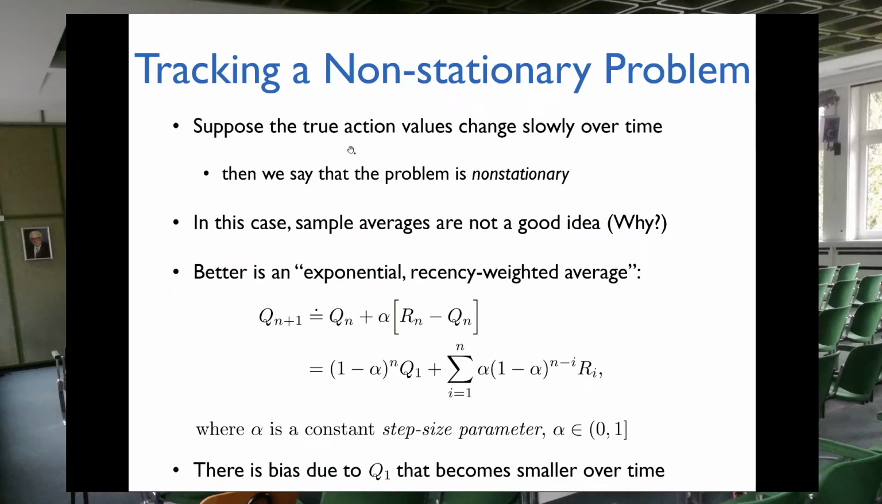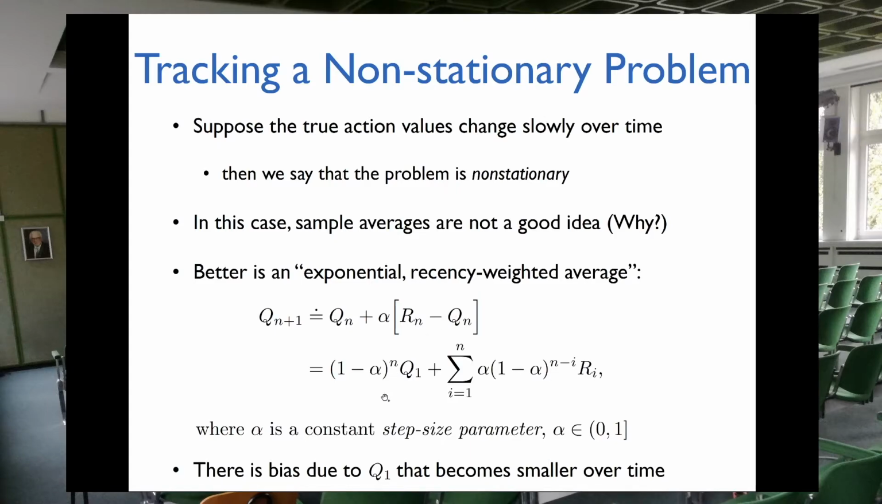So suppose the true action values change slowly over time, then this is the case of a problem that is non-stationary. In this case, sample averages, as I explained, are not a good idea. Why? Because of the concept I have explained, that we need to apply different weights to the rewards depending on whether they happened recently or back in the past, because that's the way we are going to approximate or get closer to the real reward distributions. And one way to give these different weights is to apply this exponential recency weighted average as opposed to the sample average.